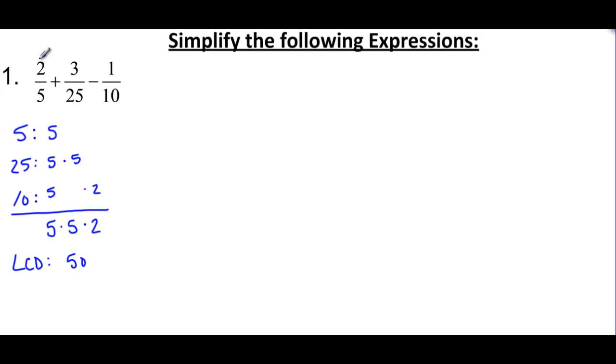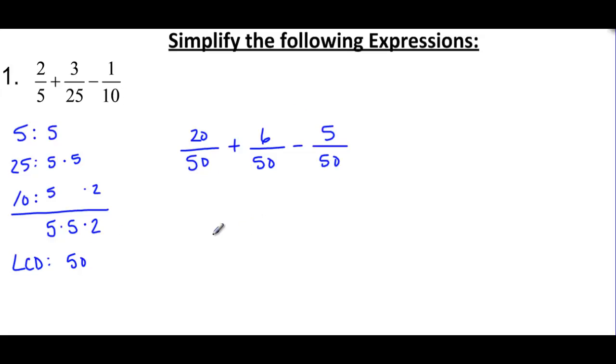So if I look at 2/5, in order to make that 5 a 50, I need to multiply by 10. So 5 times 10 is 50, so 2 times 10 is 20. And again, if I reduce this, I should get back to my original. Plus, 25 needs to be 50, so 25 times 2 is 50, which means 3 times 2 is 6. And then 10 times 5 is 50, which means 1 times 5 is 5.